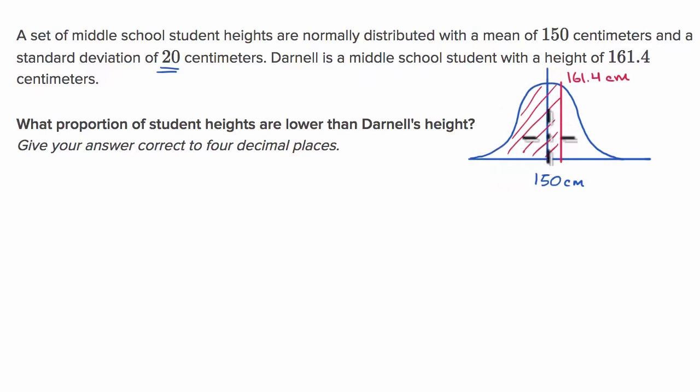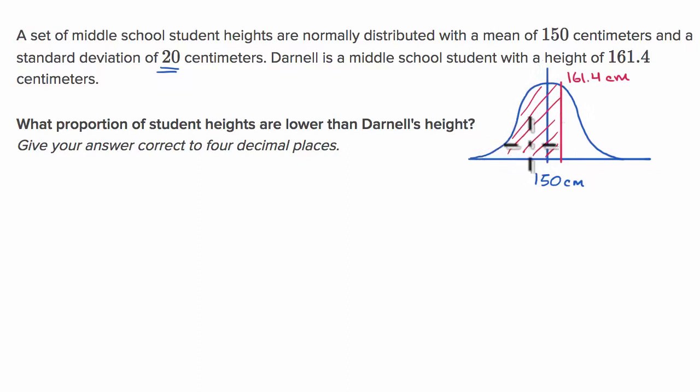And I'll give you a hint on how to do this. We need to think about how many standard deviations above the mean Darnell is. And we can do that because they tell us what the standard deviation is, and we know the difference between Darnell's height and the mean height. And then once we know how many standard deviations he is above the mean, that's our z-score, we can look at a z-table that tells us what proportion is less than that amount in a normal distribution.